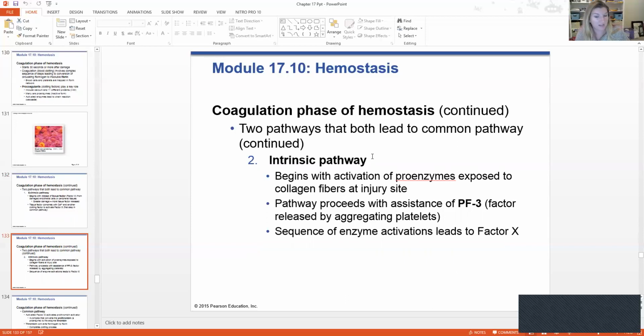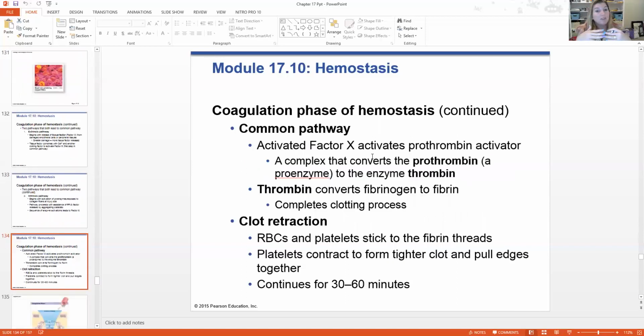The intrinsic pathway is activating proenzymes. Proenzymes are basically going to lead to, again, the activation of factor X. So PF3 or platelet factor 3 is another factor that's going to play a role in this intrinsic pathway. So the common pathway, which is activated by factor X, is converting a protein known as prothrombin into thrombin. Then thrombin converts fibrinogen to fibrin, and that's our whole clotting process.